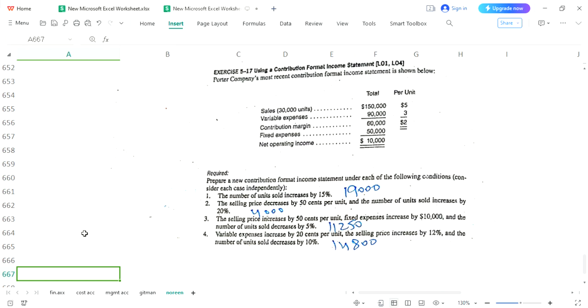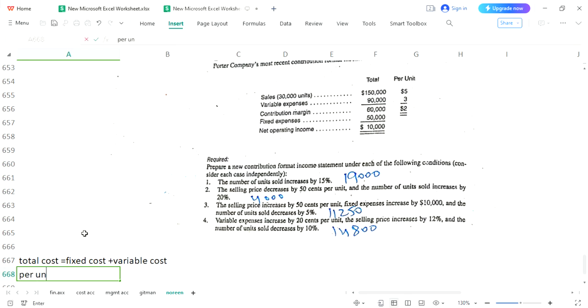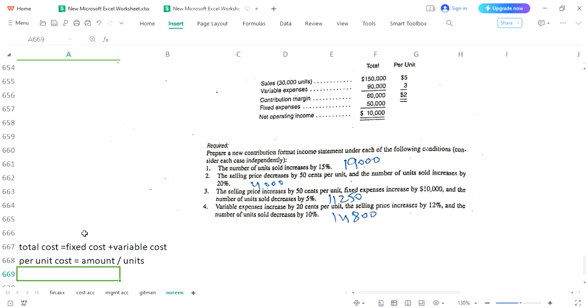Just a quick review. Total cost we have seen is fixed cost plus variable cost. Then you need to know per unit cost. And how do you calculate per unit cost? When you have the amount, you divide it by the number of units. Amount in this way can be calculated by multiplying units into per unit.